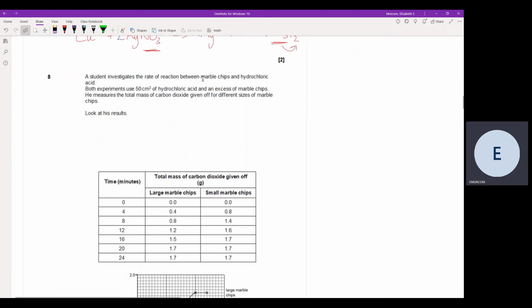Question 8. A student investigates the rate of reaction between marble chips and hydrochloric acid. Both experiments use 50 centimeters cubed of hydrochloric acid and an excess of marble chips. This is a key word. The excess of marble chips means that my acid is the one that's going to be used up. So the acid will be used up, and I'll have chips left at the end.